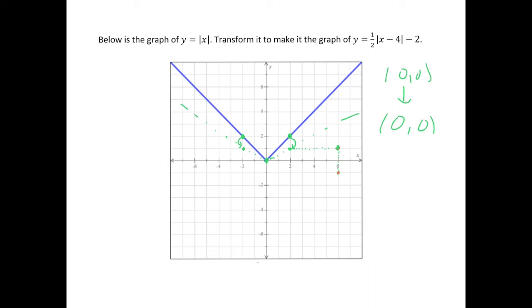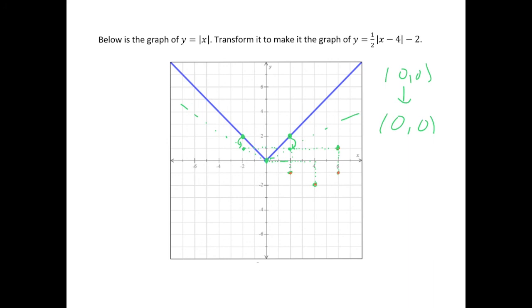All right, let's look at this middle point right here. That's going to go to the right 4: 1, 2, 3, 4, and then it's going to go down 2 to get that point, and let's dot that as red. And then the last point is going to go 1, 2, 3, 4 units to the right, and then 1, 2 units down, which is going to give us this point.